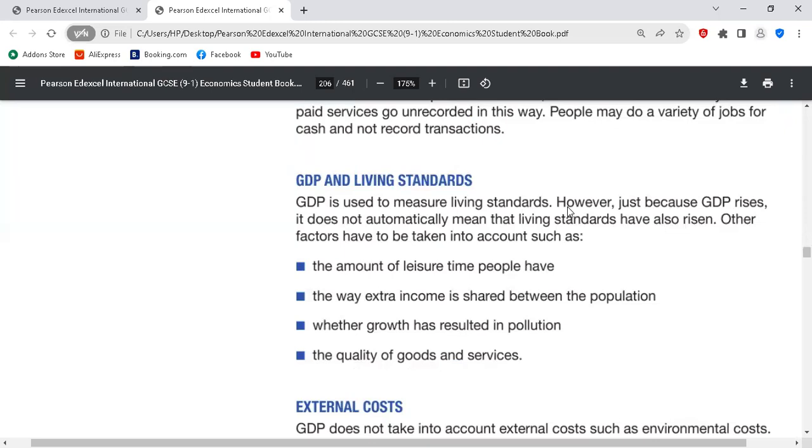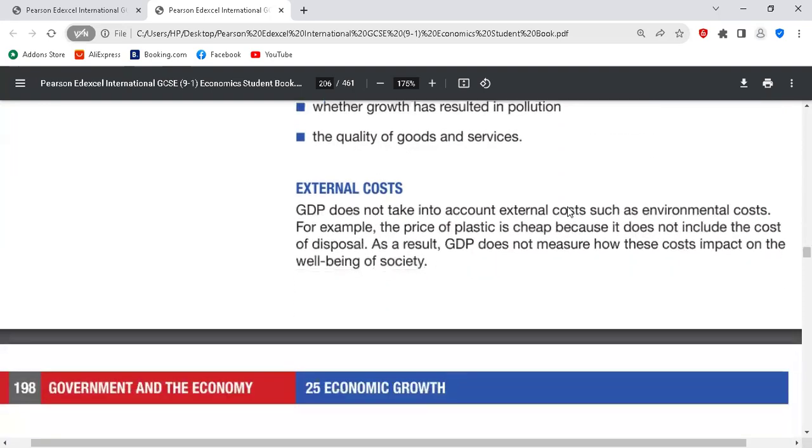What about the quality of goods and services produced in that economy? So for the living standards to improve, all these things must improve. And then you can talk about the GDP. Is it clear? Another factor is external cost.